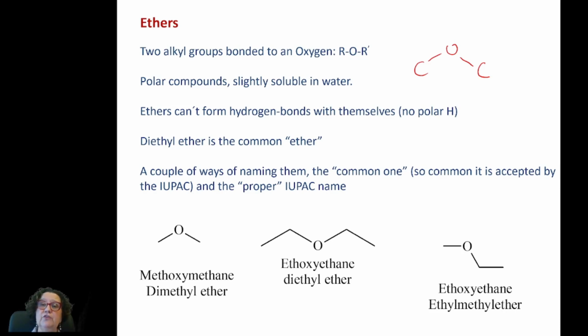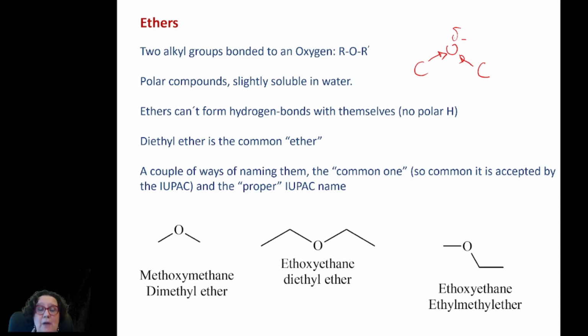not evenly shared. The oxygen is firmly controlling the electrons, so it's pulling the electrons from the bonds, and you have a concentration of negative charge, partial negative charge, around that oxygen. So they are polar compounds, and they can be slightly soluble in water because water is a polar solvent. When the carbon chain is too long, they become quite insoluble.